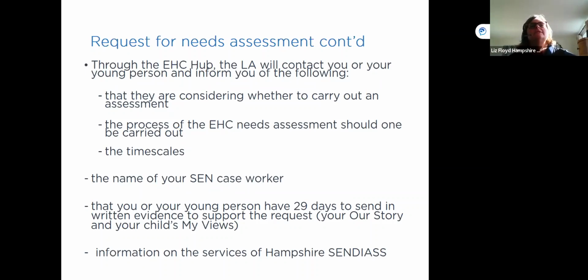Okay, so through the hub, the local authority will contact you to inform you that they are either going to carry out an assessment or not, the process of the assessment and the timescales as well. And they will also tell you the name of your caseworker, and that you have 29 days to send in written evidence and to upload evidence onto the hub. And they will also give you information about any other services, including ourselves. Okay, so that's the first step.